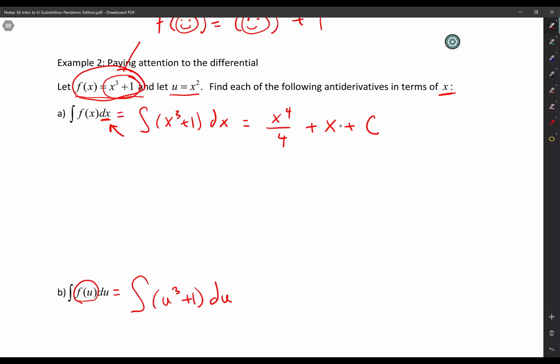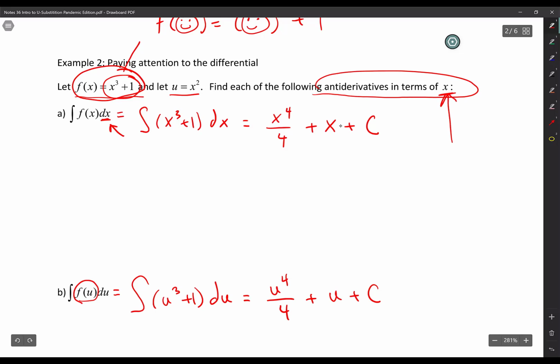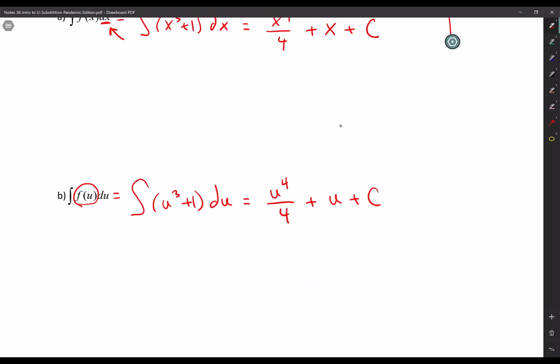And then I just take an antiderivative, guys. Antiderivative is u to the fourth over 4 plus u plus c. Now, we haven't answered the question completely, guys, because look what it says here. It wants all of them in terms of x. So we're not done. I need to rewrite this in terms of x.